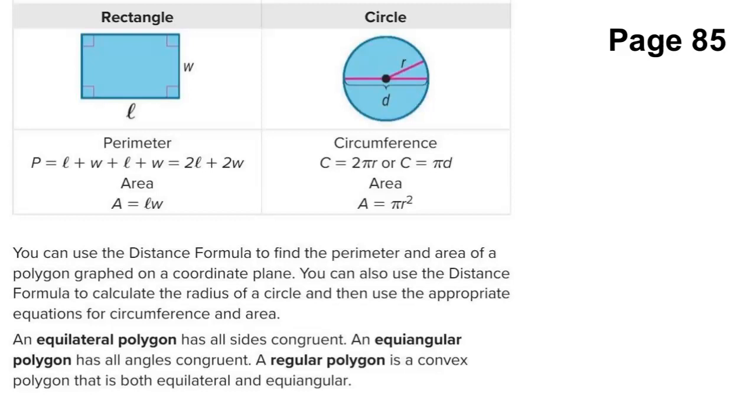Or I can do pi times d. D is my diameter. What's the diameter? All the way across my circle, from one edge to the other, and it's got to go through the exact middle. So from one side to the other on my circle. That's 2 radiuses.